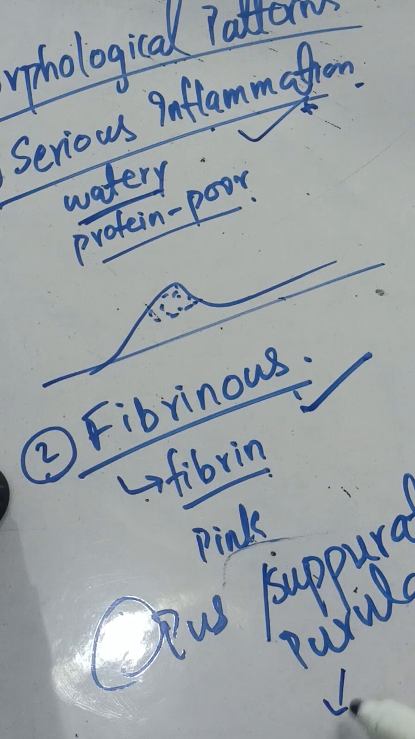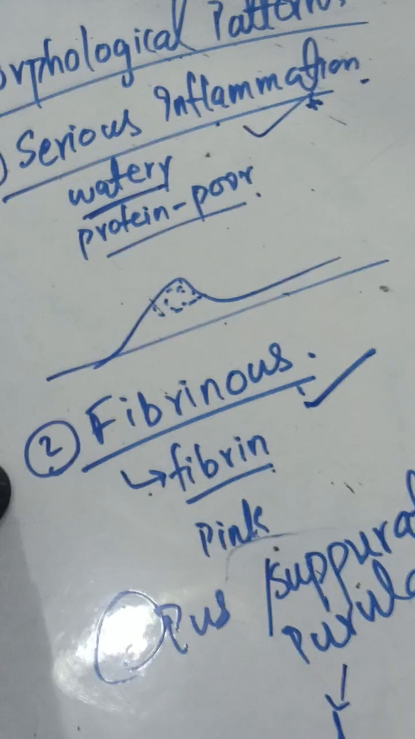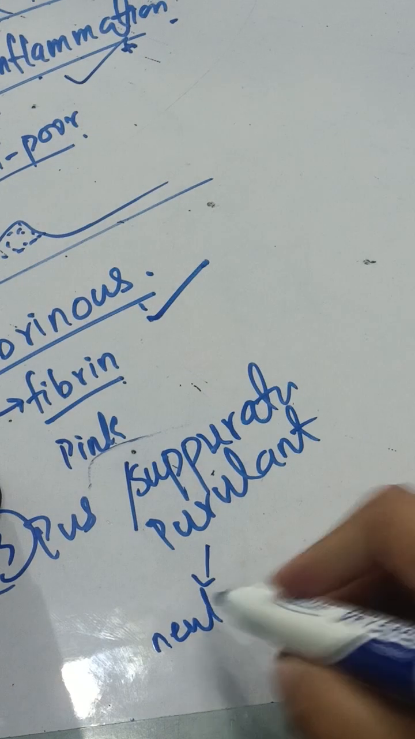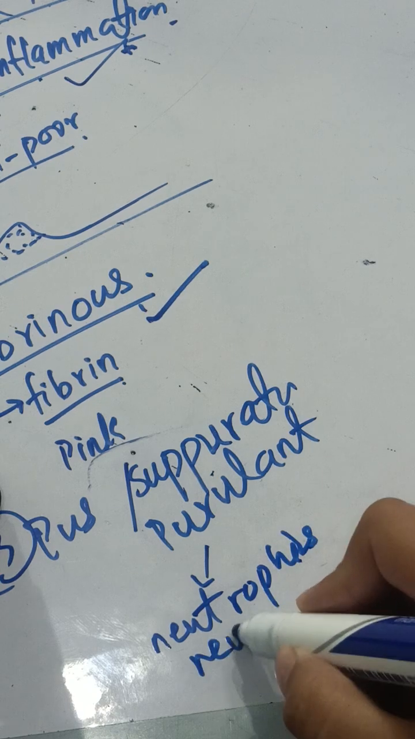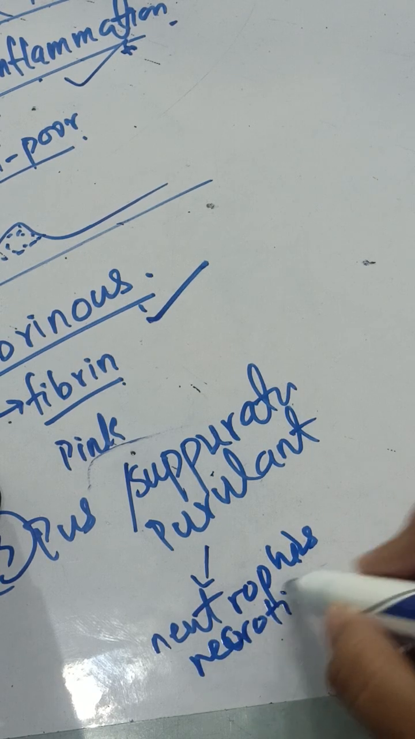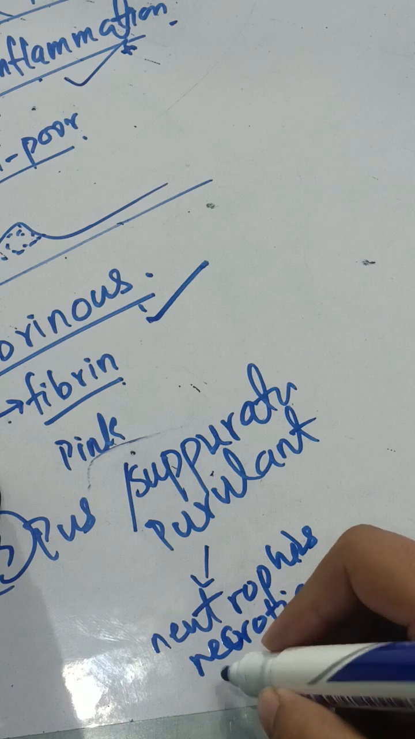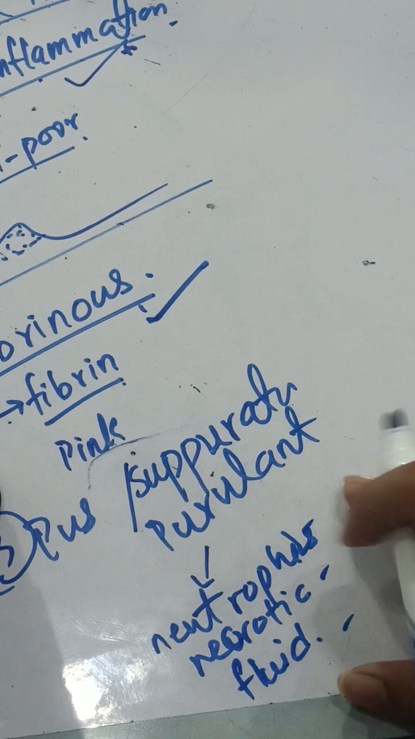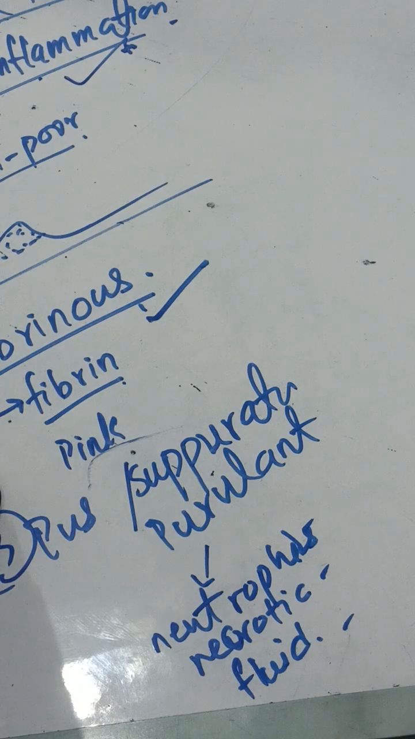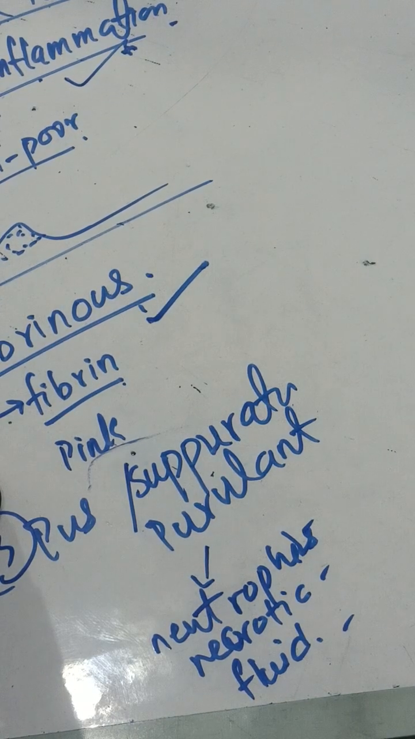This pus contains some neutrophil cells. So the composition of pus is that it contains neutrophils, it contains necrotic cells, meaning dead cells, and it also contains fluid inside it. So the combination of these three things is called pus, and it will occur whenever any pathogenic bacteria acts upon you. And the feature is that you have a central necrosis.